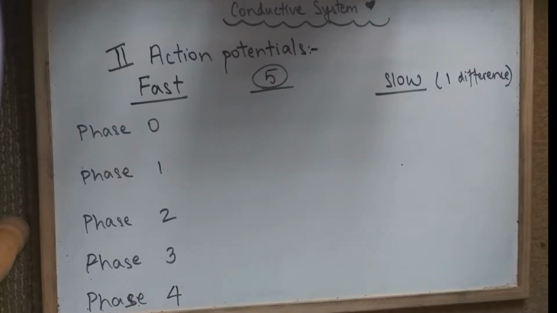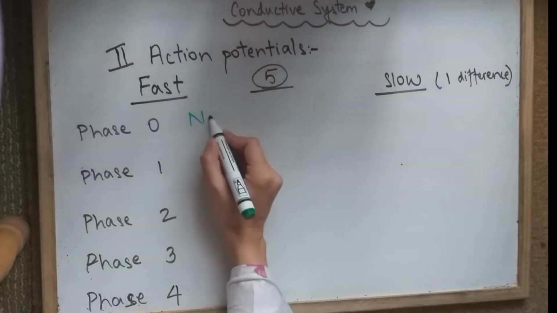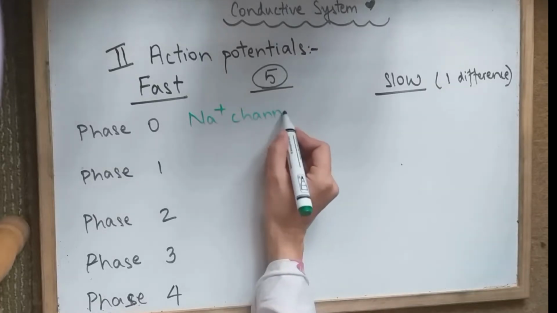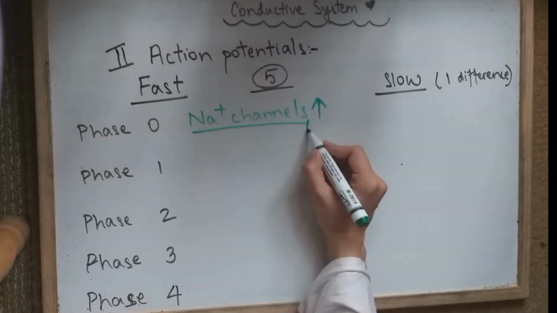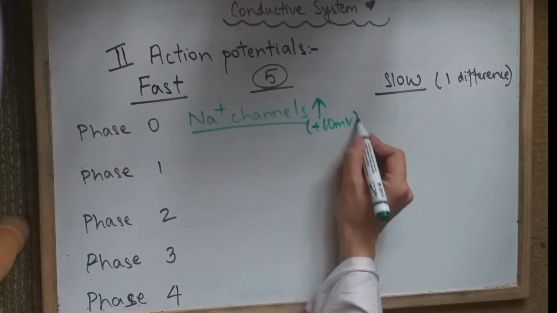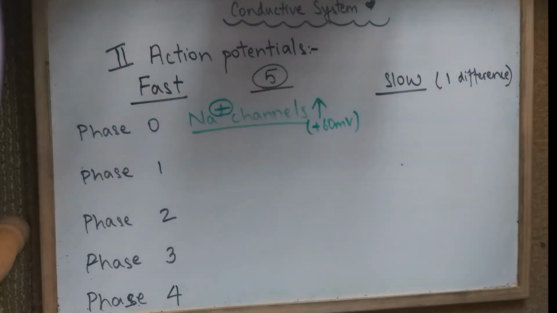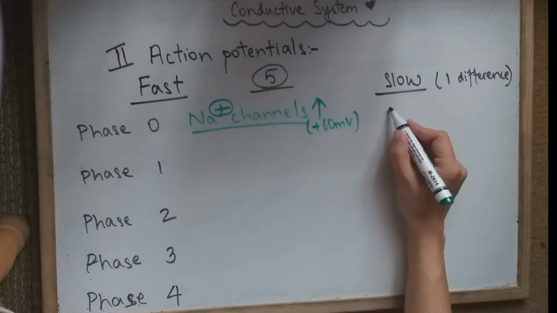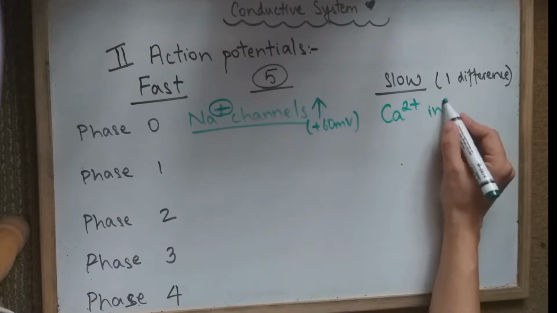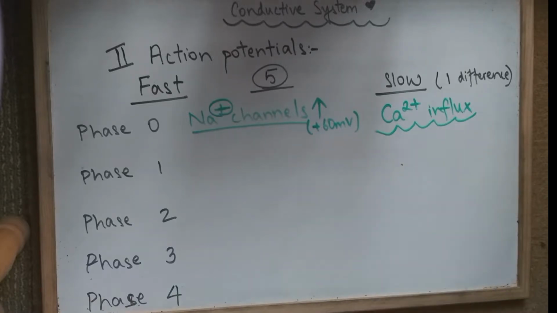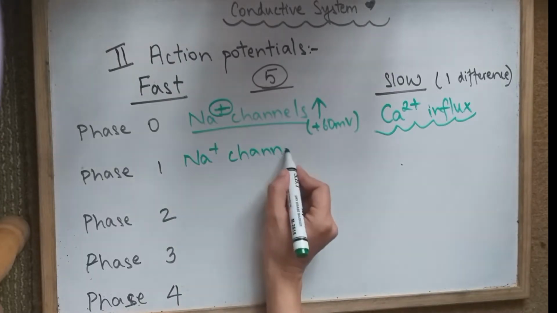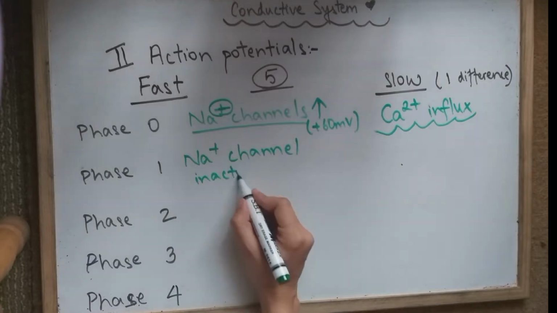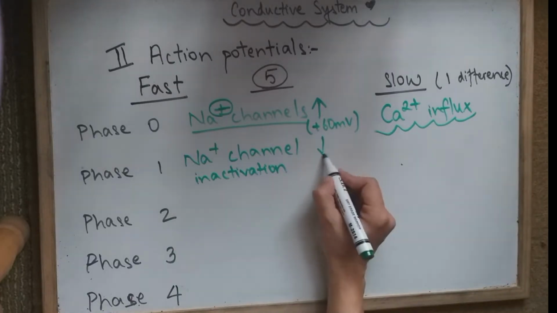So phase 0 starts with the sodium influx. Because sodium is a positive ion, it causes positive charge to enter, so we have a rise in the EMF, electromotive force, and it goes to plus 60 millivolts. And the difference is that there's a calcium influx in the slow phase. In phase 1, the sodium channels are inactivated. That means it has to decrease. So it goes from 60 millivolts to 0.